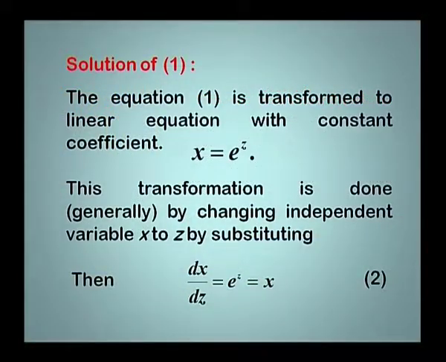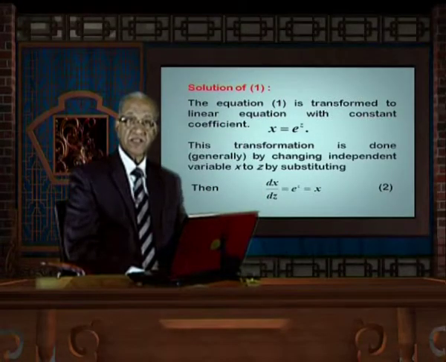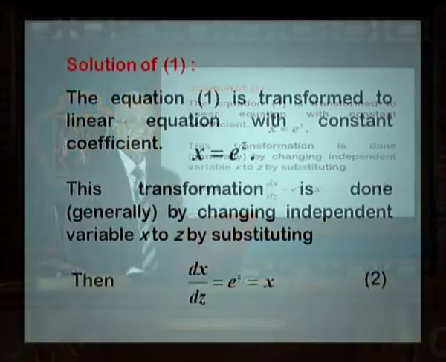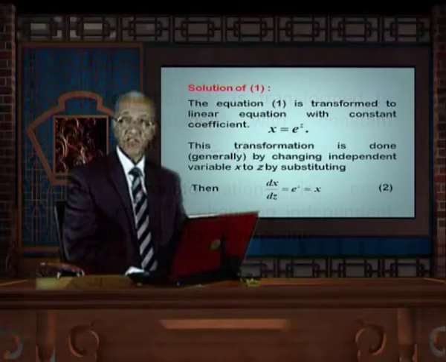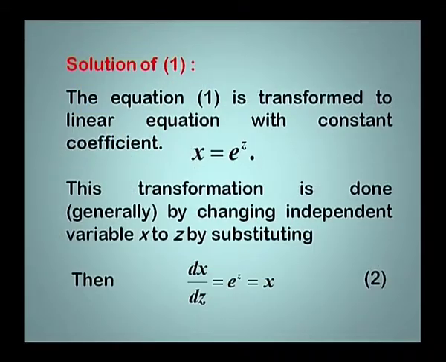We move further. Solution 1 is given very explicitly. The first few lines will make you understand what the entire method deals with. We write here that equation 1 is transformed into a linear equation with constant coefficients. This we have done years ago in the preceding classes. So, we substitute x is equal to e to the power z.